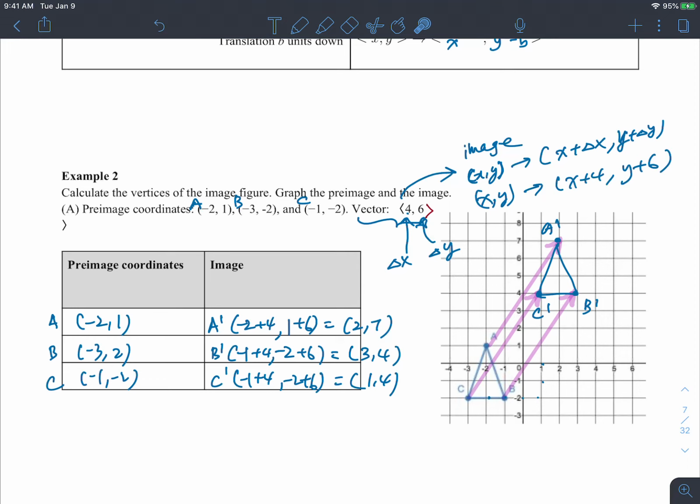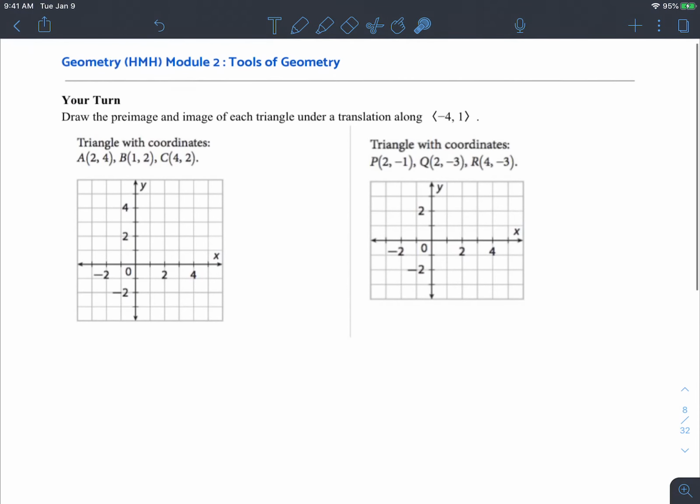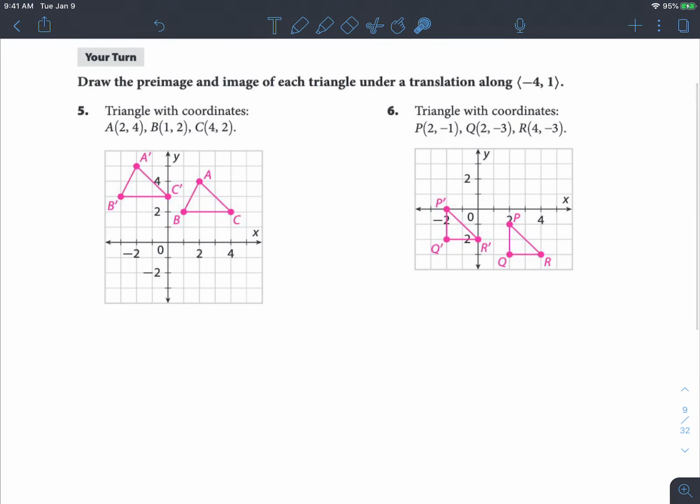Okay? All right, guys. So next page is your turn. Why don't you go ahead and try to do that on your own. Pause the video. Okay. If you do that correctly, the answer should be something like this, guys.